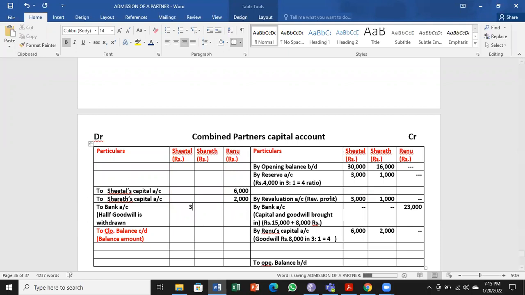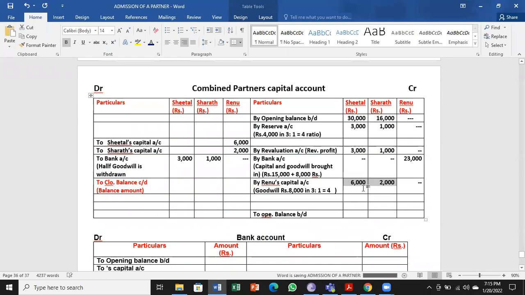So half of that is 3,000 and 1,000. So what is that half? Whatever goodwill you are given in the credit side, half of 6,000 is 3,000. Half of 2,000 rupees credited, you are debiting here 1,000. So through bank account, money is coming down, money is reduced. So this is for the goodwill withdrawn. Now we can go for totaling.